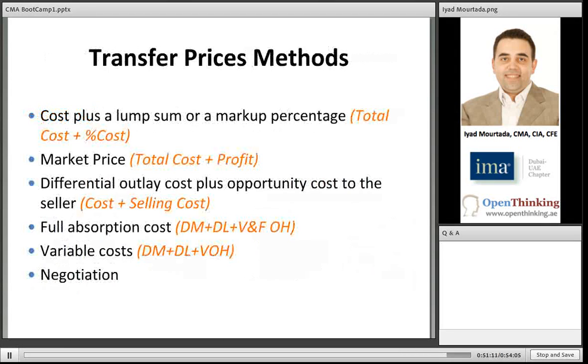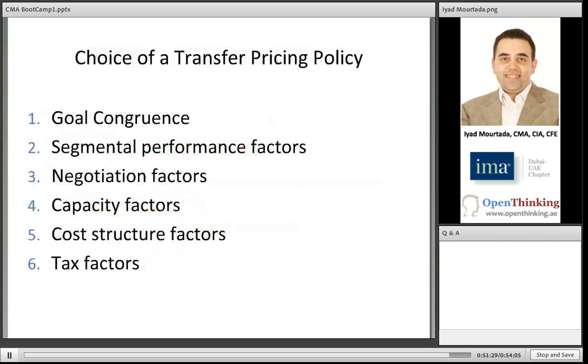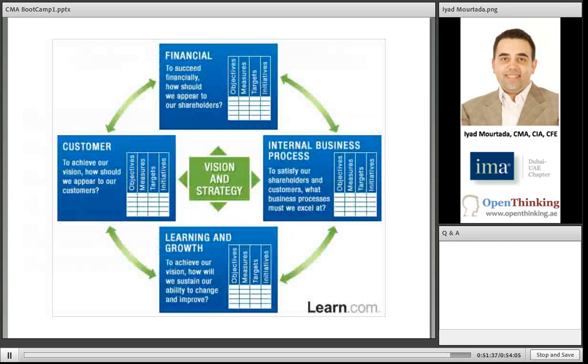When we look at transfer pricing, it's really important to understand the different methods. It's total cost plus percentage of cost. It's total cost plus profit, cost plus selling price. It's the full absorption cost, direct material, direct labor, overhead, or variable cost, direct material, direct labor, overhead, or we have the final one, negotiation. And based on different policies in the organization, we can determine which factor is going to affect the transfer pricing.